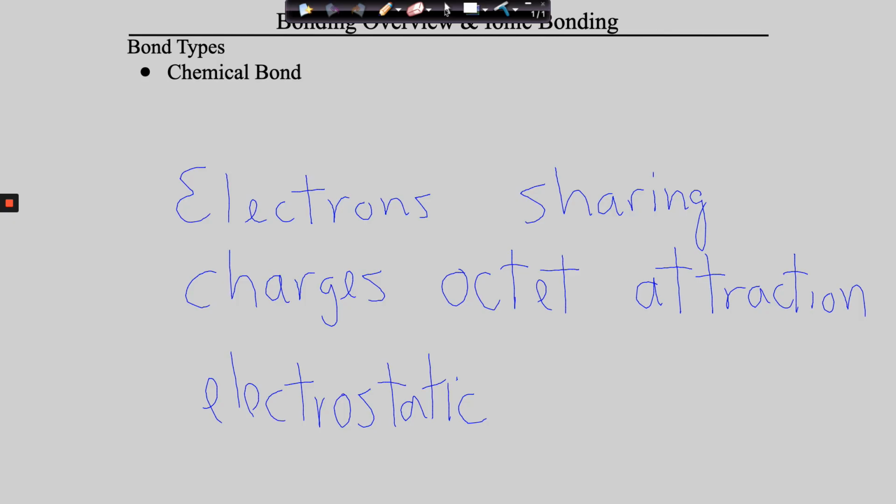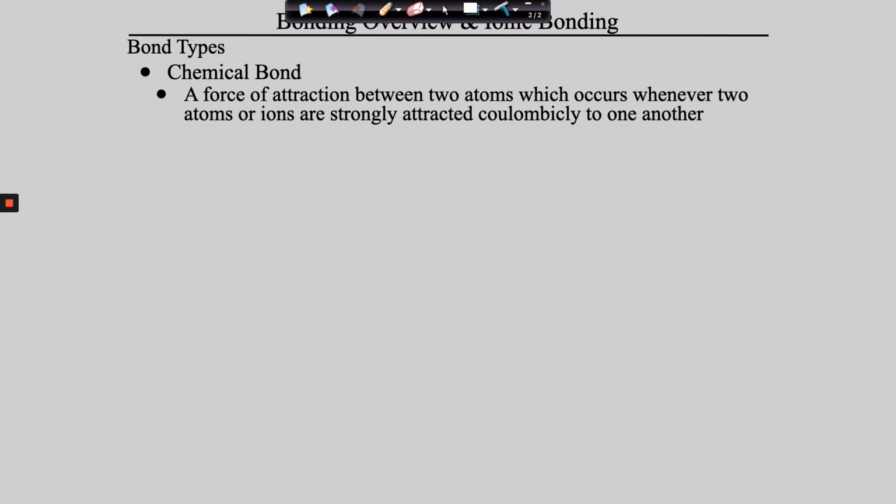And guys, this is going to be our functional definition for a chemical bond. It is a force of attraction between two atoms which occurs whenever two atoms or ions are strongly attracted coulombically to one another. So wait, we never mentioned electrons. We'll talk about why.